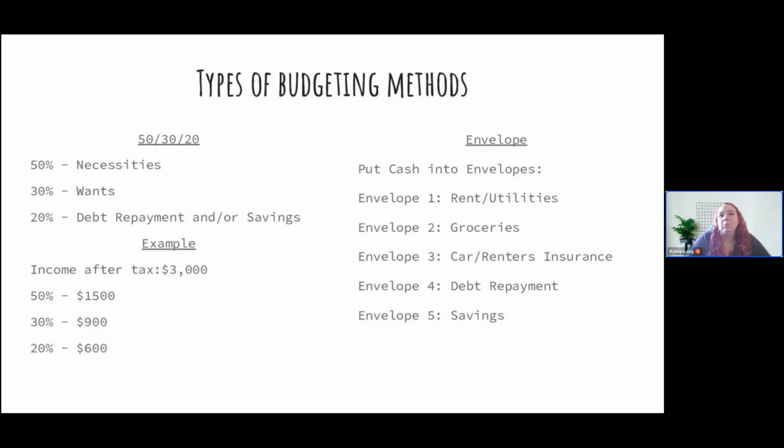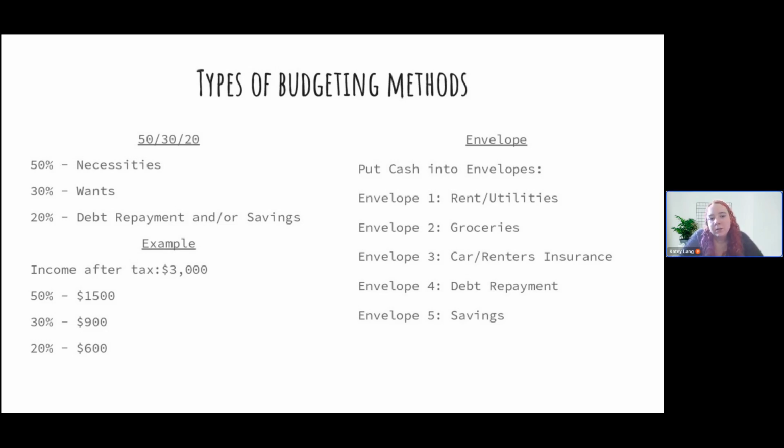So if you have debt, you can put 20% of your monthly income towards that and get your 50 and 30% on wants. And if you really want to be aggressive with your debt repayment or savings, you can swap the 30 and 20% if you're feeling comfortable with that. So for example, if your income after tax is around $3,000, 50% of that is $1,500. So you have $1,500 to spend on rent, utilities, and so on. 30% is going to be about $900 for your wants, and then $600 towards savings or that debt repayment.